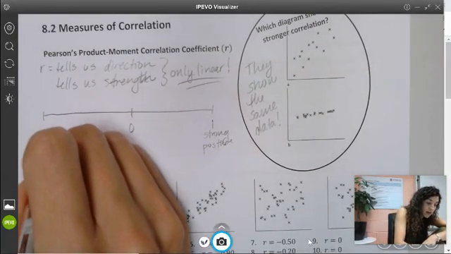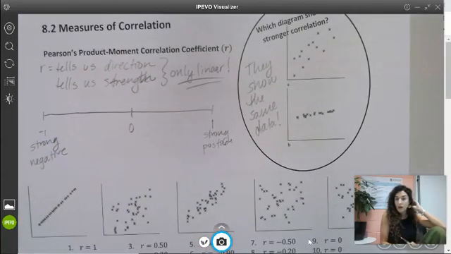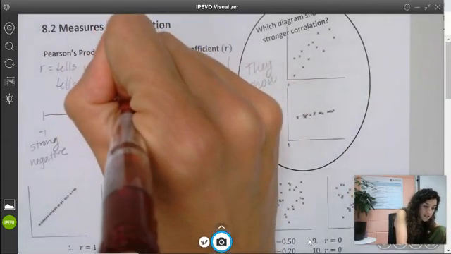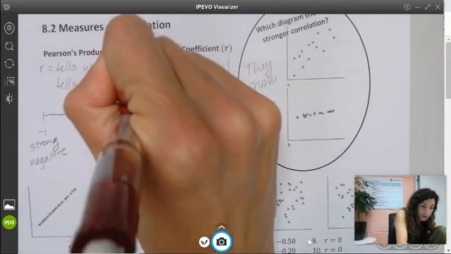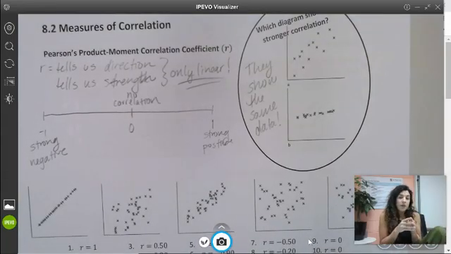Whereas negative is still very, very strong. It's just in the negative direction. So if R equals -1, it is a perfect or near perfect negative correlation. So the slope goes down. 0 is no correlation. So the closer you get to 0, the closer you get to no correlation. So it goes from strong to moderate to weak to no correlation.